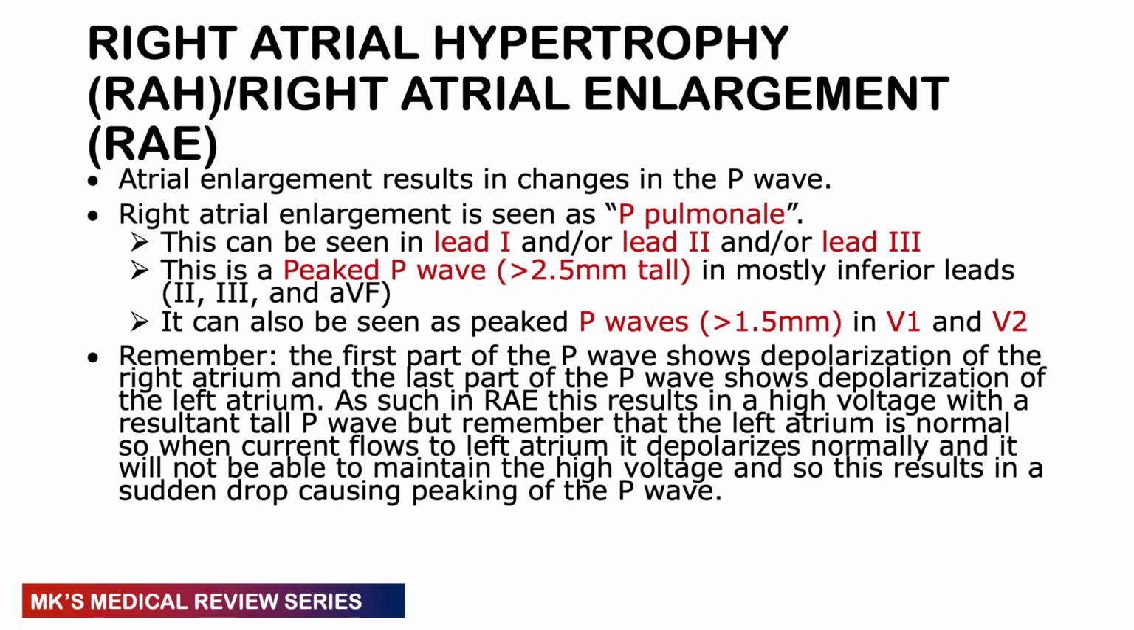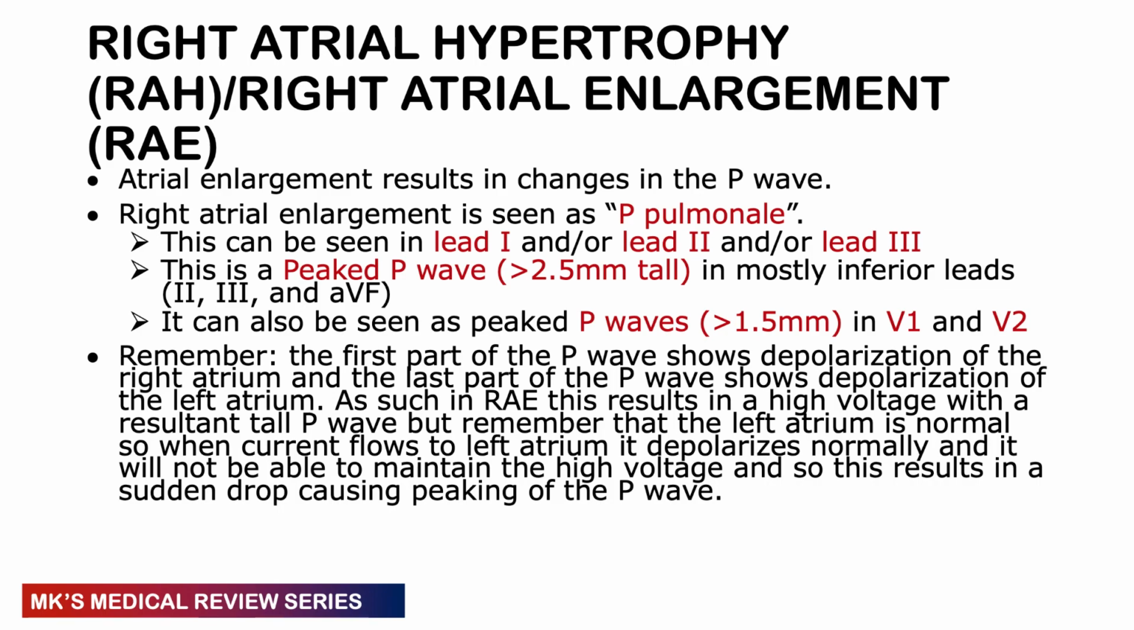So what really happens in right atrial hypertrophy, which is also referred to as right atrial enlargement? Here you're going to see changes in the P wave. Because now there is something that is causing the heart muscle to enlarge on the right side, on the right atrium, it means that it's going to generate a much greater electrical activity. It's going to generate a much greater force. So with this greater electrical activity, you would expect that the deflection on the ECG is going to be bigger than usual.